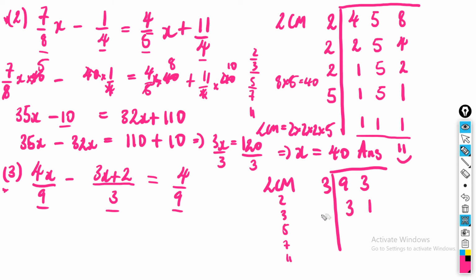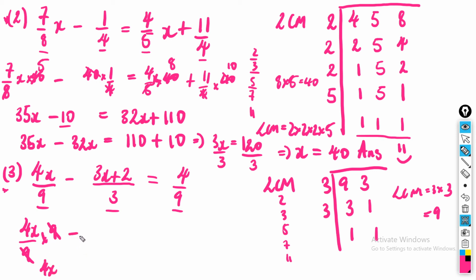And can 2 go into these? No. Can 3 go into both of these? Yes, 3 can go into 3, leaving 1 and 1. And we're going to end up with the LCM being 3 times 3, which is equal to 9. Cool. So we're going to multiply everything here by 9. So we're going to have 4x over 9 times 9. These two 9s cancel, giving us 4x.